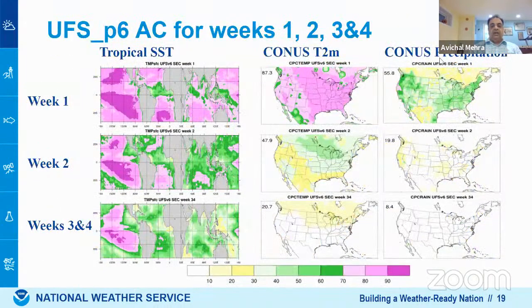Similarly, here are the anomaly correlation scores for tropical SST and CONUS 2-meter temperatures and precipitation. As expected, the correlations are higher for week 1, and the correlations go down as we move to greater lead times.